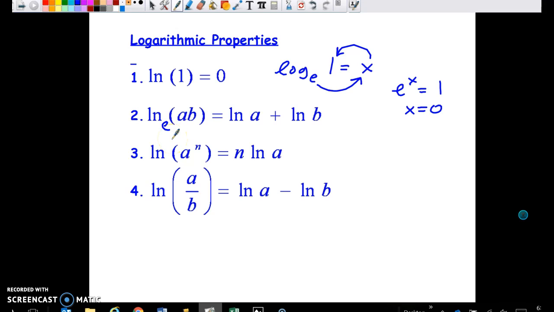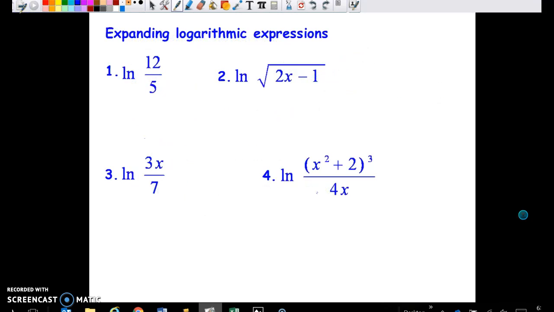So you add the exponents. Natural log of a to the nth power, remember you can just move that n out front, n times natural log of a. Natural log of a divided by b is natural log of a minus natural log of b.